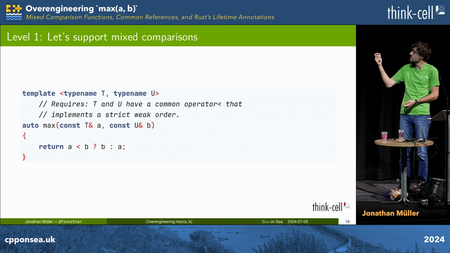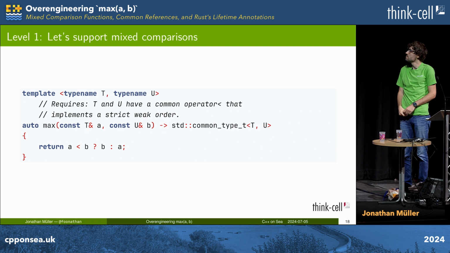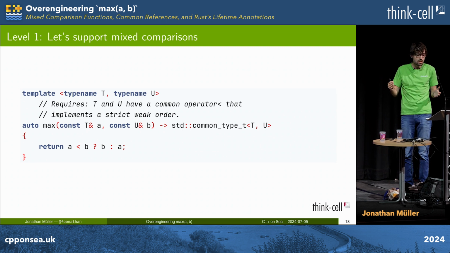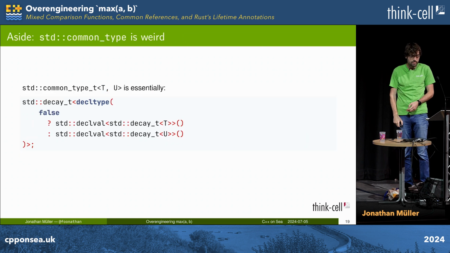But how can we spell that type if we don't want to use auto? For that we can use std::common_type. std::common_type is a typedef and essentially returns whatever the ternary operator does. It also has the nice benefit that if there is no common type, say we pass an int and a string, then our call to max will not compile. And common_type is a pretty weird type trait.